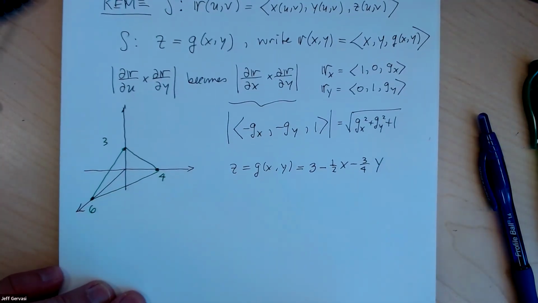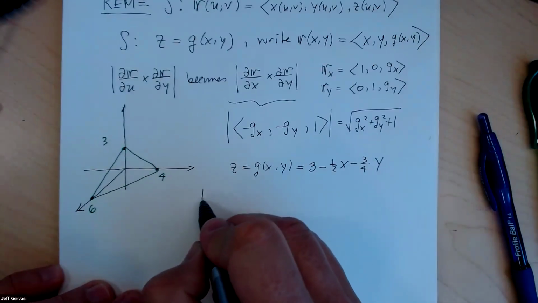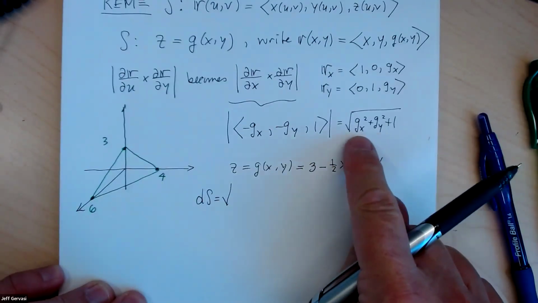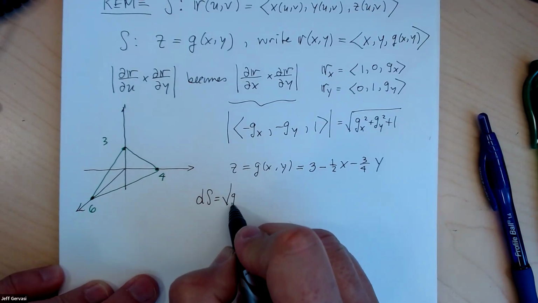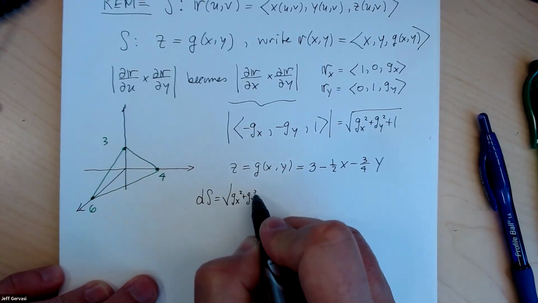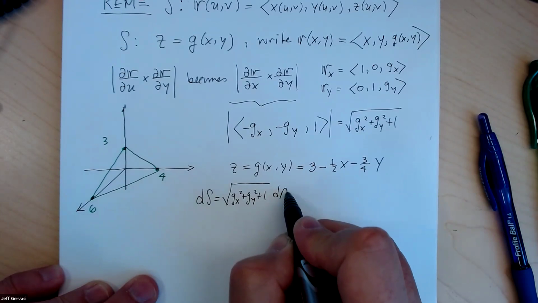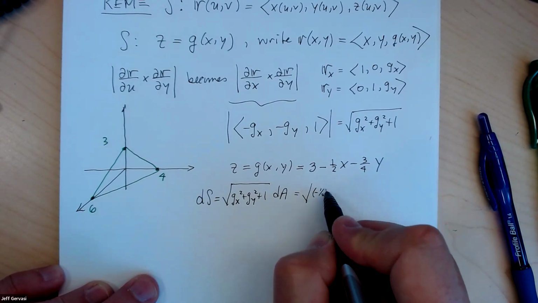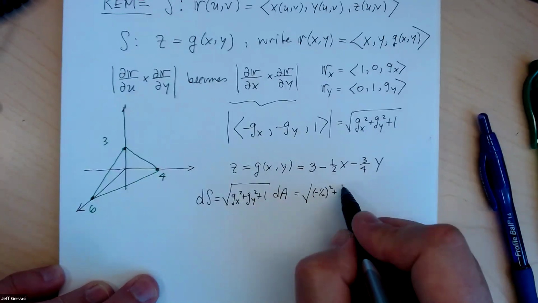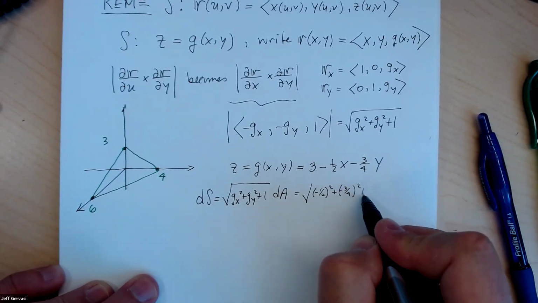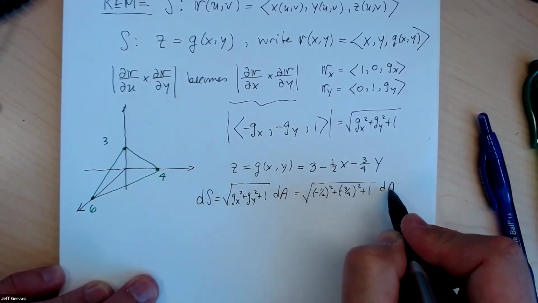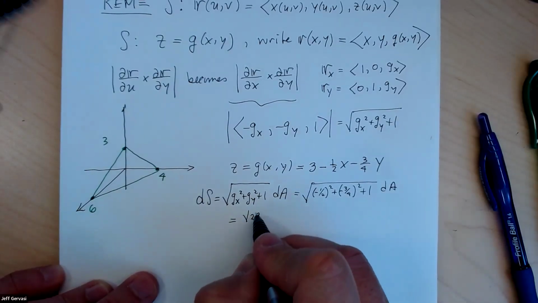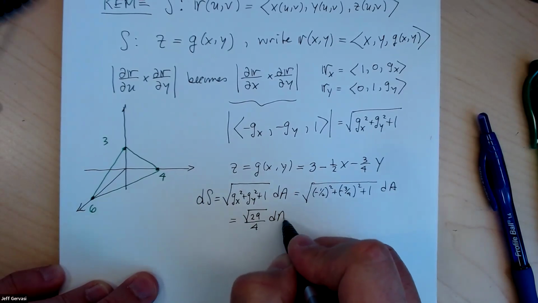Okay, that look okay? All right, then my differential element of surface area in this case, which is right here, times dA is going to be the following. Let's see. Partial with respect to x is negative 1/2. Square that. With respect to y, negative 3/4. Square that. Plus 1. Which simplifies to the square root of 29 over 4 dA.